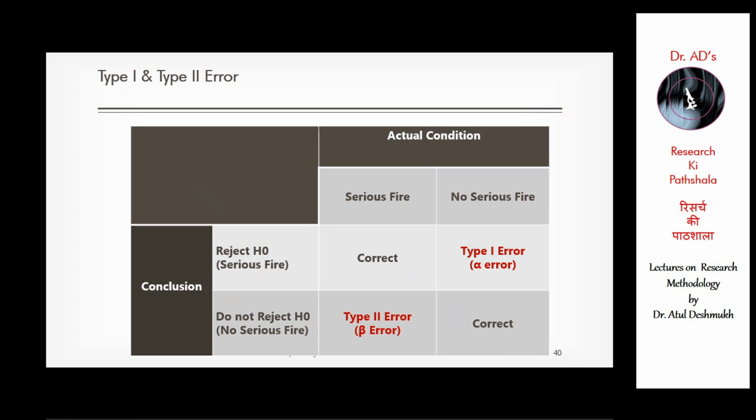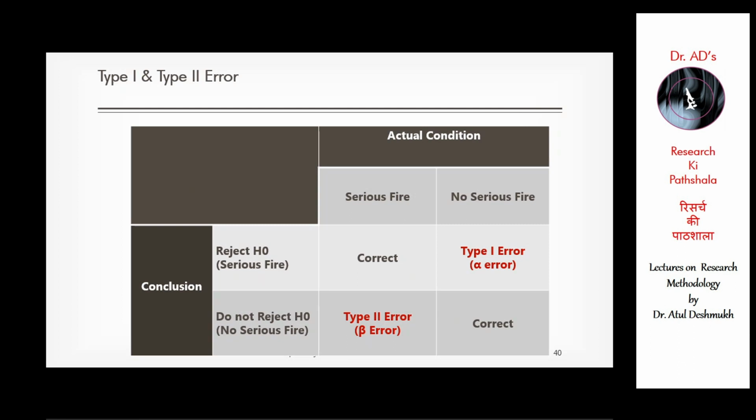Now, there are two possibilities. The first possibility is that I will think this smoke is not a serious thing and it is coming from somebody's kitchen. The second possibility is that I will think this smoke is something serious, a fire. There is some serious fire in the building and the smoke is coming from that fire. So these are the two possibilities.